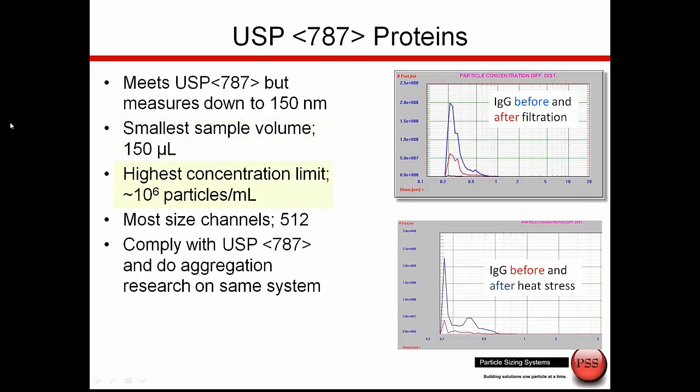We can measure at very high concentrations, which is important because whenever you measure at smaller particle sizes, there's always a higher concentration of particles. We can report the data in all 512 size channels to best understand what's going on at different size ranges. This system complies with USP 787 testing, but also can be used as a powerful research tool to understand what's going on at smaller particle sizes.